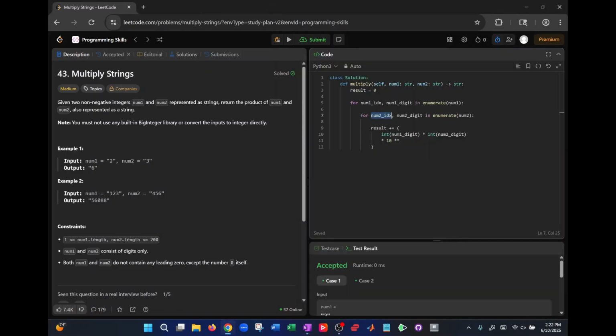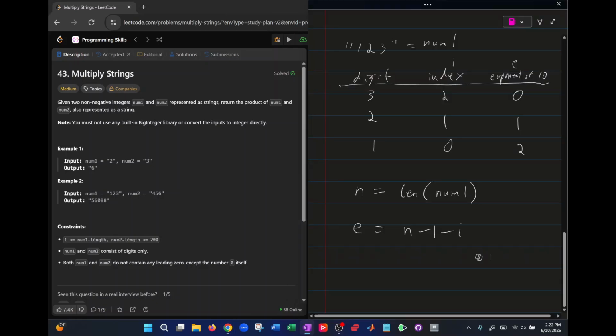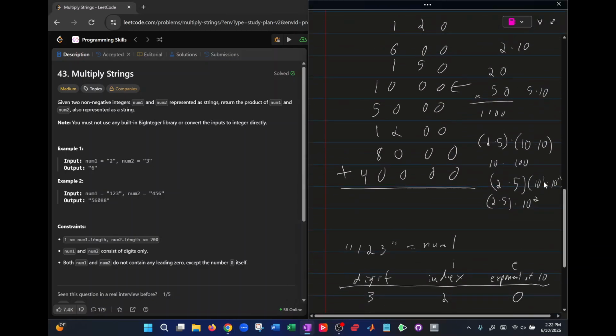Okay, so now we're going to need that for both num1 and num2, both the first digit and the second digit, because we see here what we do is we multiply the digits together, but then we also multiply those two.